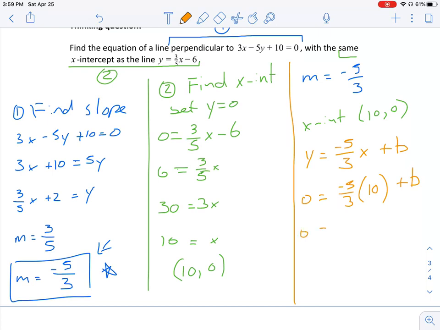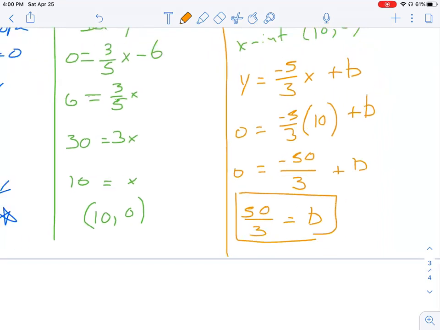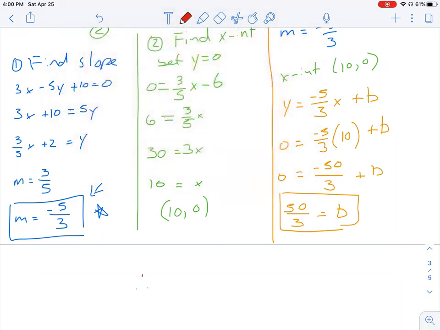So I now have 0 is equal to negative 50 over 3 plus b. So then 50 over 3 is equal to b. So our y-intercept is 50 over 3, which means that the equation of this line is y equals negative 5 over 3x plus 50 over 3.